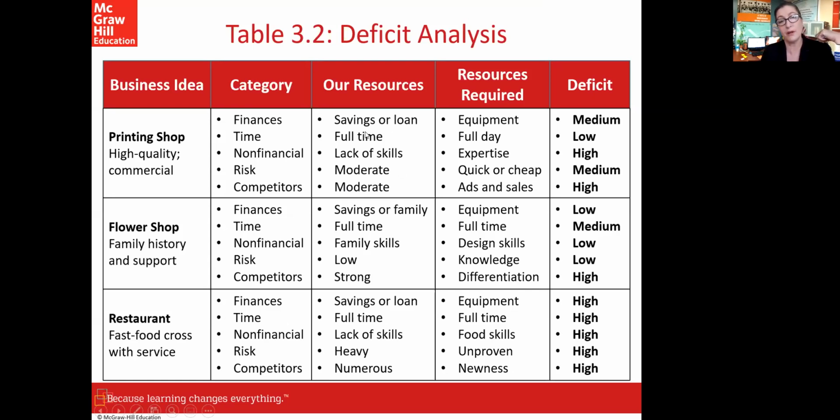So if that's what we bring to the table with regards to this printing shop business idea, what is actually required? Well, we need to buy some expensive equipment. We need to be there full time. We need expertise that we don't actually have. The risk in terms of the resources that are required, it's quick or cheap. And then the competition are engaged in advertising and sales promotions.